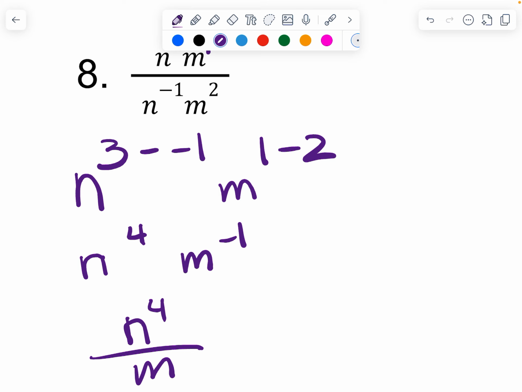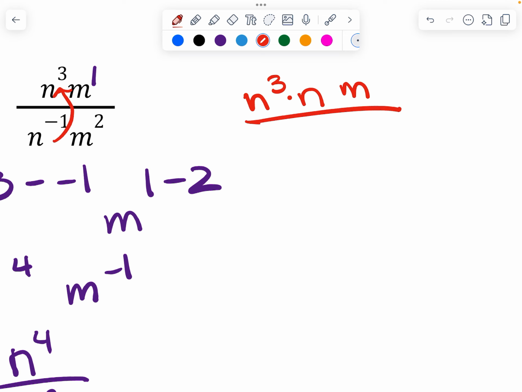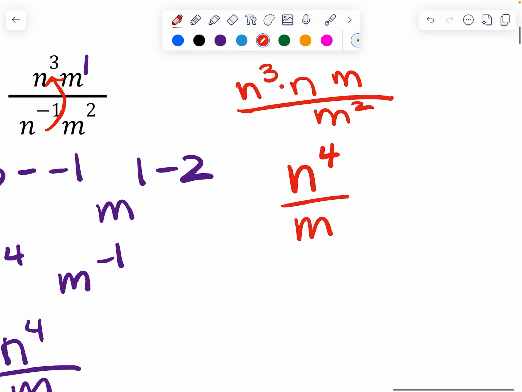Now, there is a different way that you could do this. The other way you could do this is move this upstairs. So I have n to the 3rd times n, m over m squared. So that would get me n to the 4th. There are more m's on bottom by 1. So whichever way you do it, you'll still come up with the same exact answer.